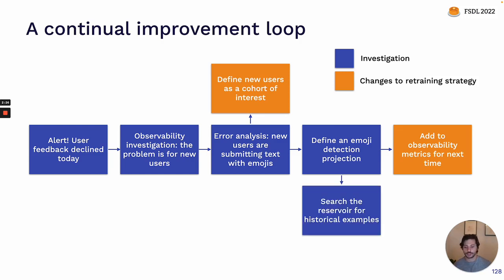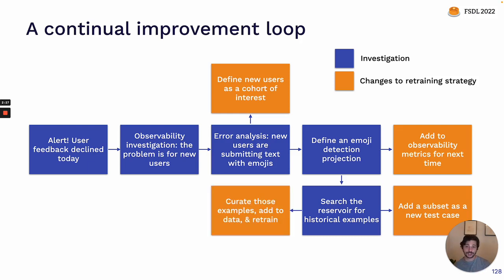Next, we might search our reservoir for historical examples that contain emojis so that we can use them to make our model better, and then adjust our strategy by adding that subset of data as a new test case. So now whenever we test the model going forward, we'll always see how it performs on data with emojis. In addition to adding emoji examples as a test case, we would also curate them and add them back into our training set and do a retraining.